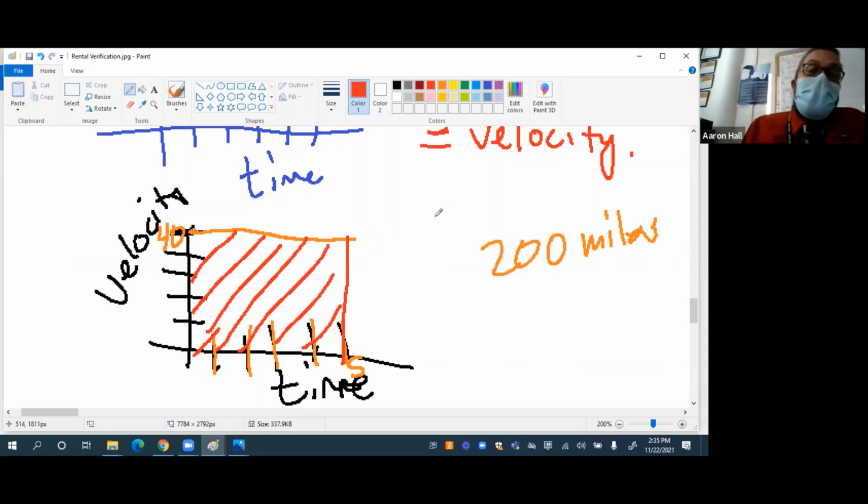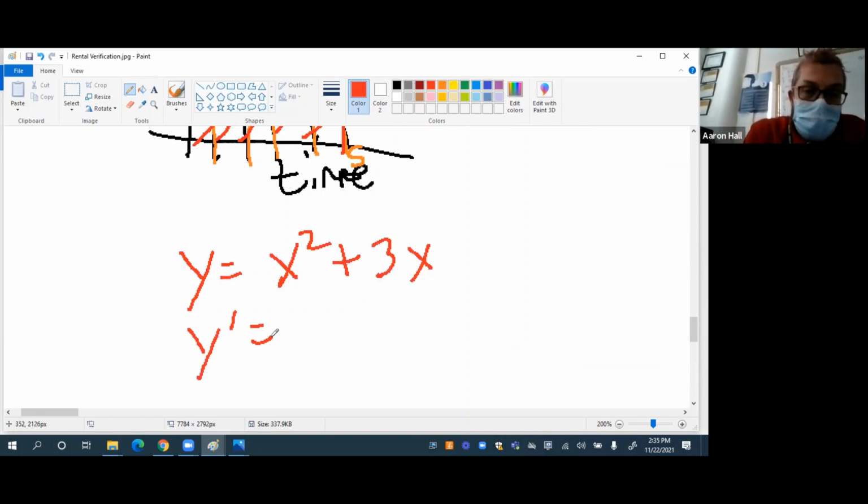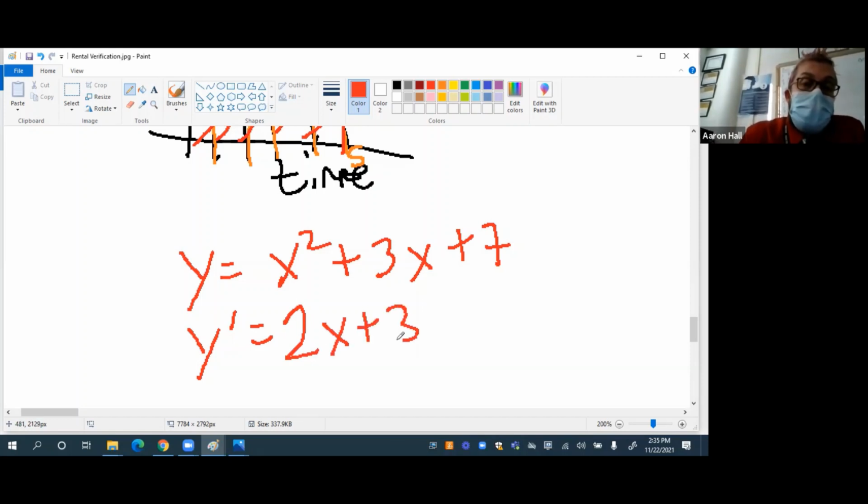Because of that, if I have y equals x squared plus 3x, and I want to find the derivative of this, the derivative is what? Let me add one more thing, plus 7. So the derivative of this would be what? One more time. 2x plus 3.